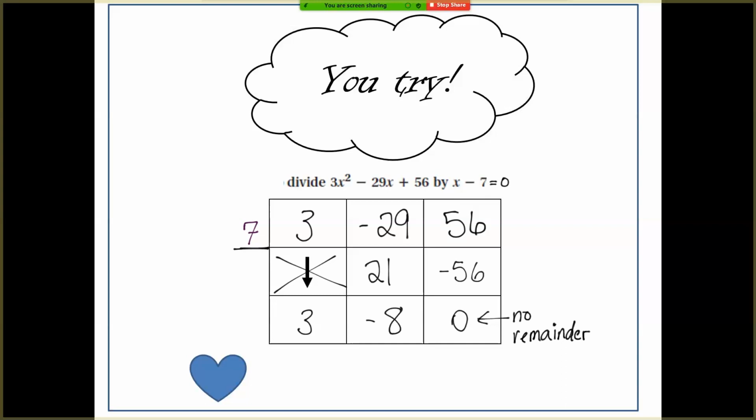So when I go to write my answer, again, I always start 1 exponent less than the original. So if my original was x squared, my answer is just going to be x. So 3x minus 8 with no remainder means 3x minus 8 is my answer. There's no reason to write a fraction with a remainder of 0 on top. Questions or concerns on this one?